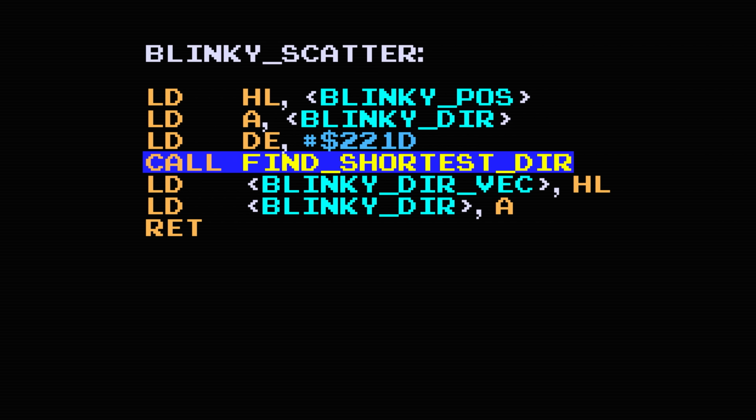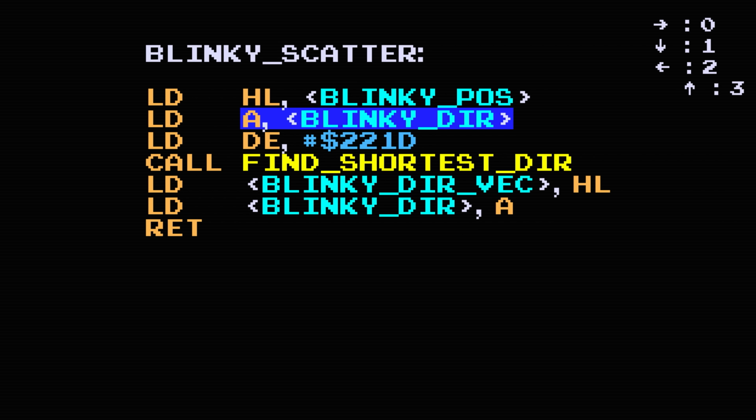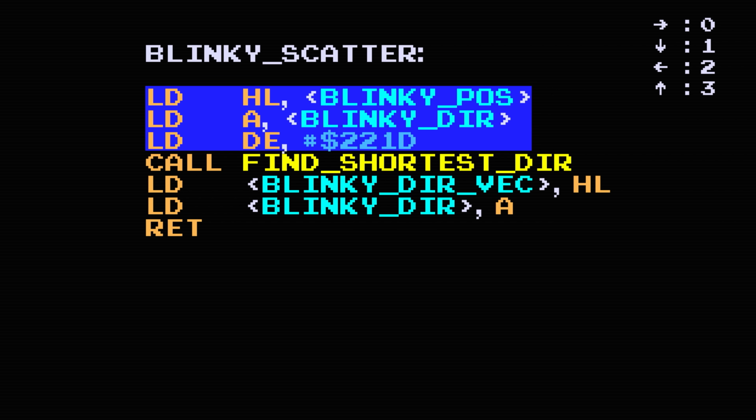It expects 3 arguments: the ghost's current position coordinates in the HL register, the ghost's current facing direction in the A register, and the ghost's target tile coordinates in the DE register. The 3 instructions before this call load in those 3 arguments for each ghost respectively.